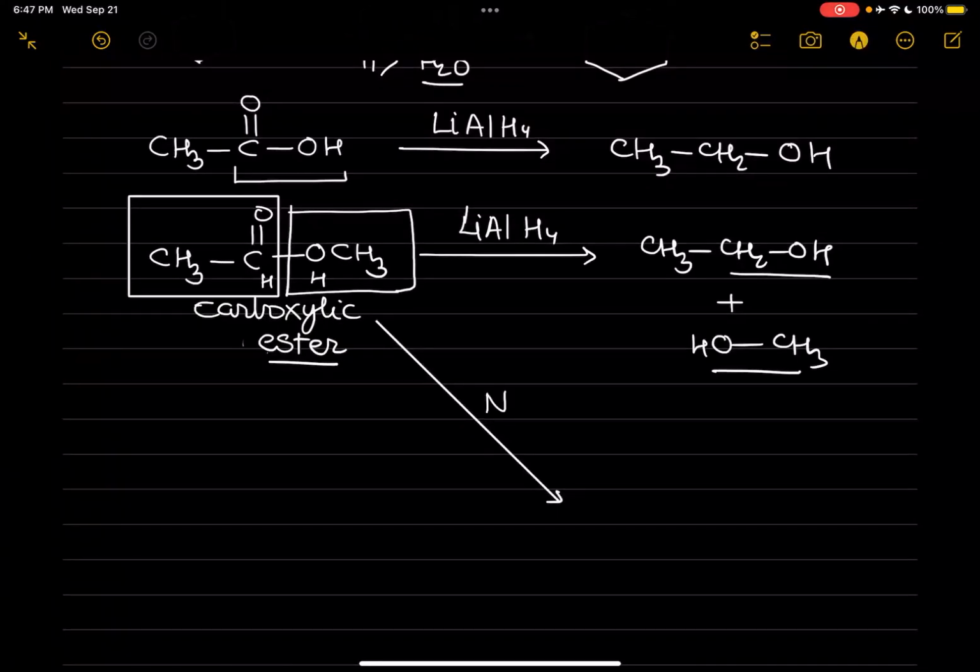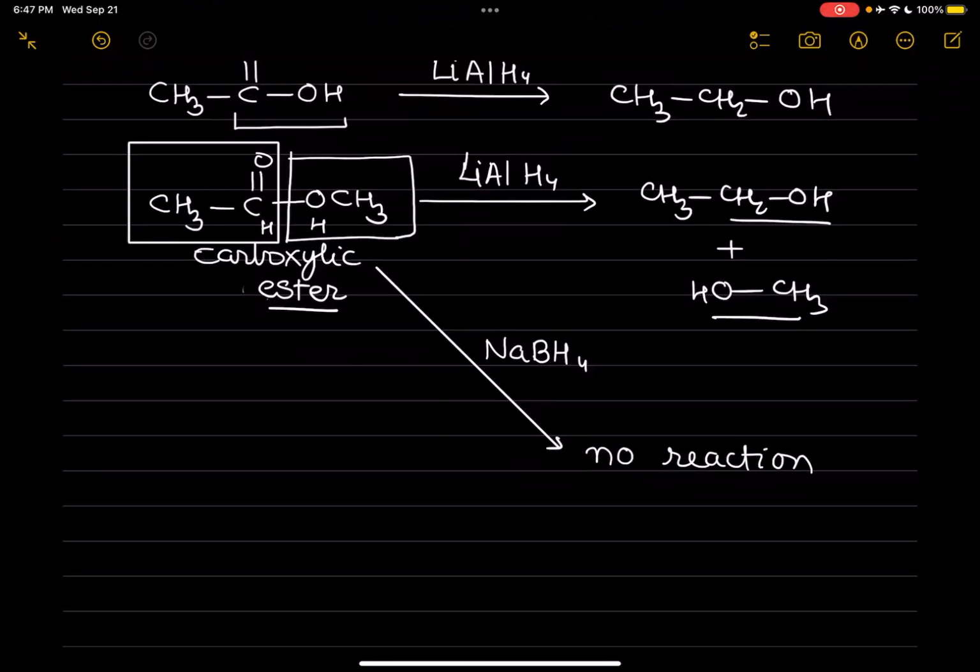But if you take NaBH4, NaBH4 is actually a weak reducing agent. It can reduce only aldehydes and ketones, but it cannot reduce carboxylic acid or the functional groups which are derived from carboxylic acid. So this is actually a carboxylic acid derivative because it is a carboxylic acid ester. So no reaction. Okay. Clear?